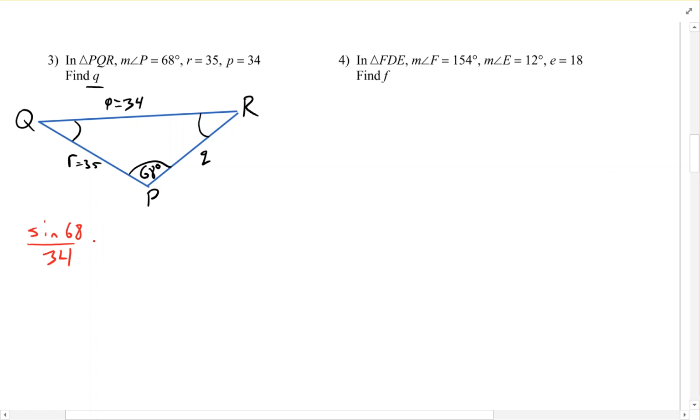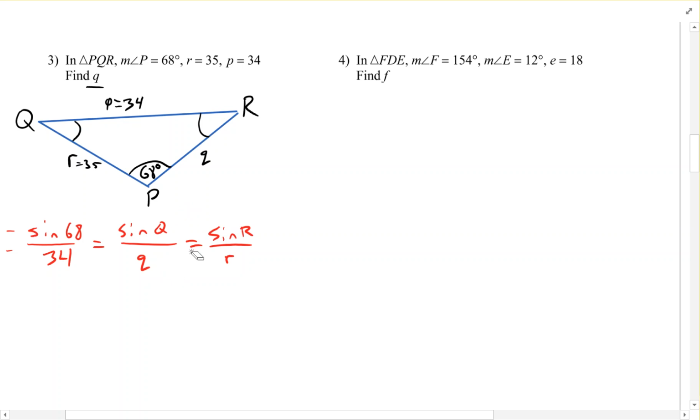So sine 68 over 34 is equal to, now sine Q over Q, we don't know either of those, is equal to sine R over lowercase r. We don't know that one either. And we're looking for Q in the end, right? But we don't know sine Q yet. We know these two things. We could find Q right off the bat if we knew what sine Q was, what that angle was. So step number one, we have to figure out what sine Q is before we can find that.